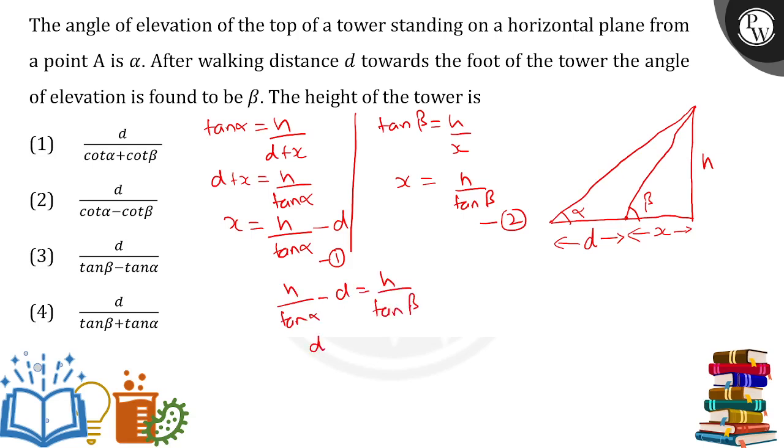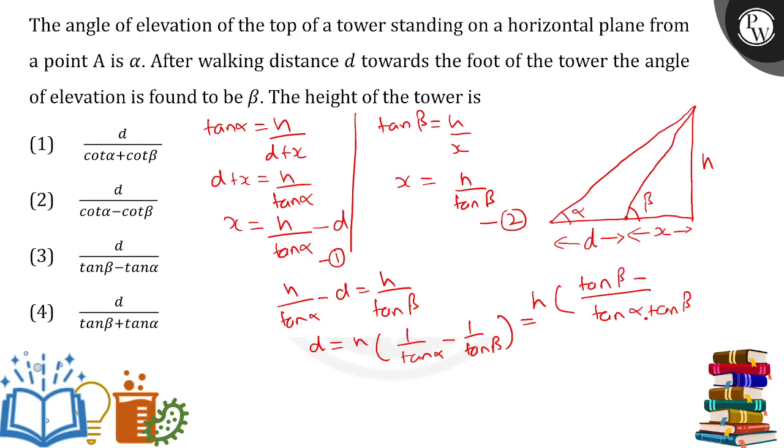I want to calculate in terms of h, so taking h part on one side. So taking h common, I have 1 upon tan of alpha minus 1 upon tan of beta. I hope you are understanding this part. d on the other side, this on this side. So from here, now we have 1 upon tan alpha minus 1 upon tan of beta. When I do the calculation, this h will remain in multiplication. So when you do the multiplication, you'll have a common denominator of tan alpha into tan beta, right? And in the numerator we'll be having tan beta minus tan of alpha.